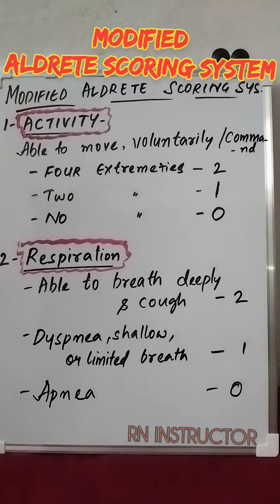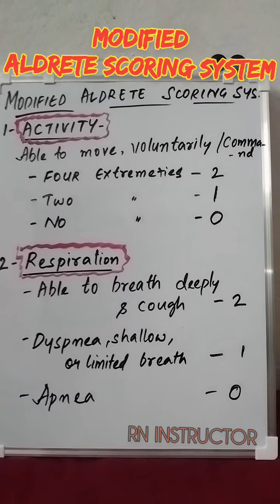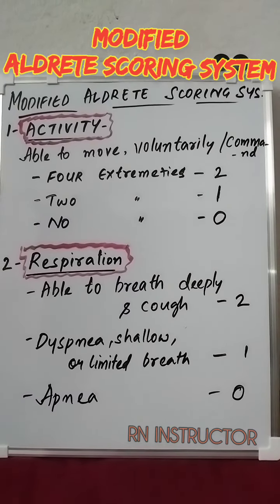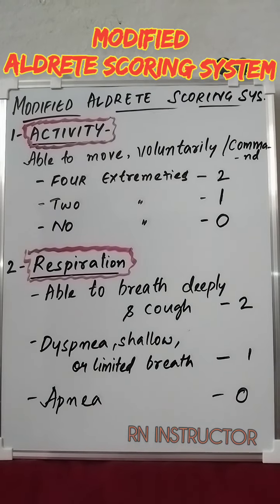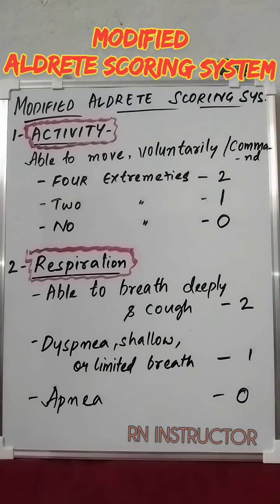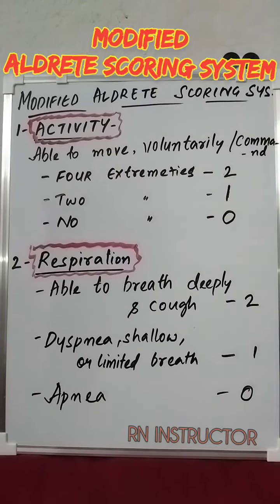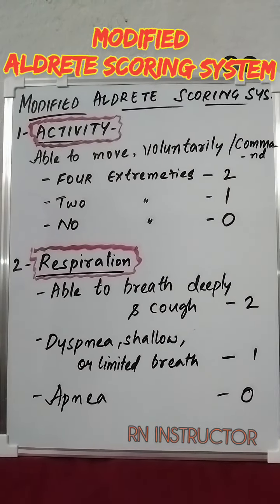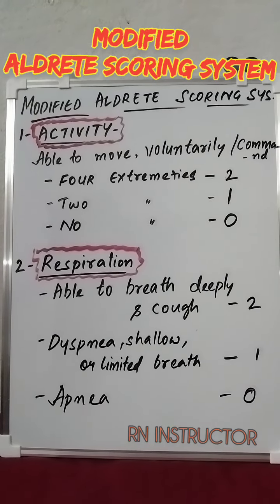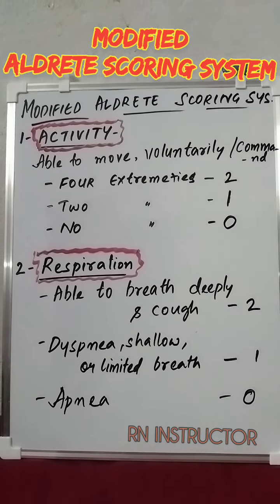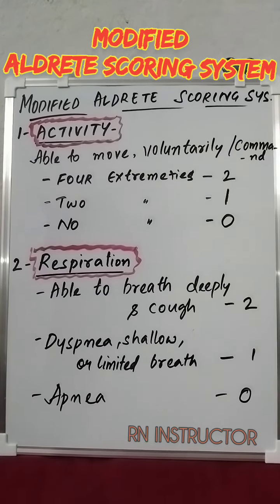Check the respirations, the second point: whether the patient is able to deep breathe properly, and whether he or she is able to cough when you are doing the throat assessment. If the patient is dyspneic, has shallow breathing, or limited breaths, the score is 1. If the patient is completely apneic, the score is 0. We check the respirations because patients under sedation will be affected in their respiratory system.